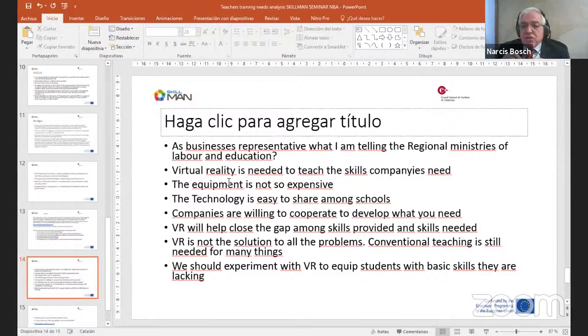And virtual reality is not the solution to all problems. Conventional teaching is still needed for many things. We should experiment with virtual reality to keep students with basic skills and also for vocational training teachers.